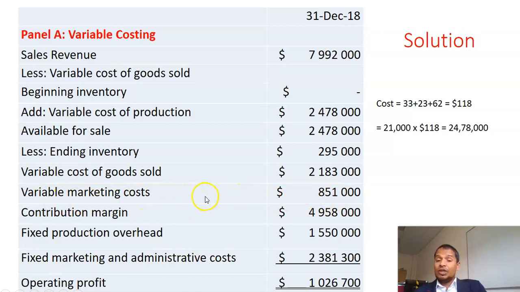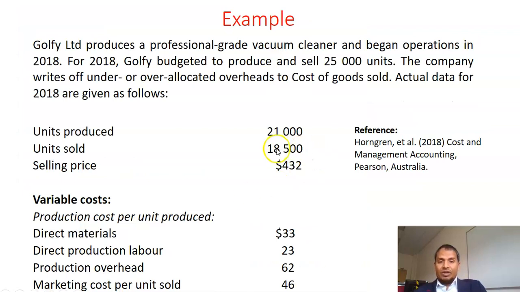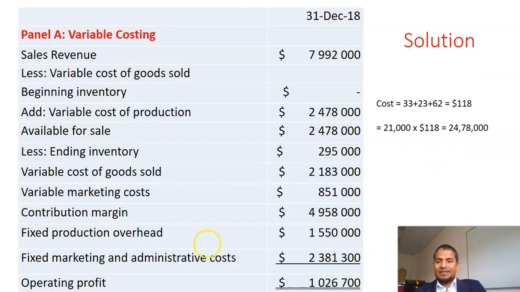should be calculated for units sold. That is, 18,500 units sold, and marketing cost variable part is 46 per unit. So 46 times 18,500. So this is the variable marketing cost. Okay, so these two total is the total variable cost. And if you deduct this total variable cost from sales revenue, you will get contribution margin.